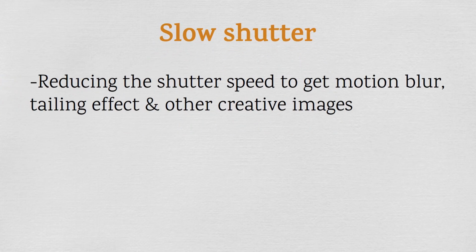The next technique we are looking at is the slow shutter. Slow shutter is the technique in which we'll be reducing the speed of the camera deliberately to get a motion blur or a tailing effect, as we call that.